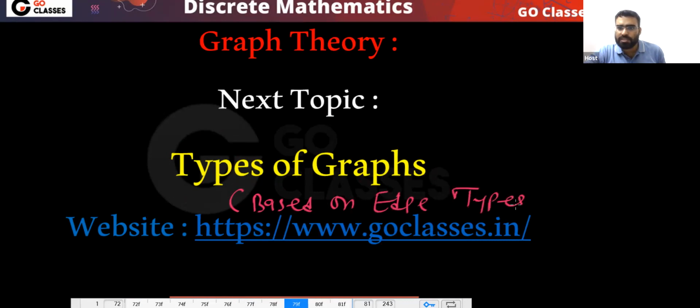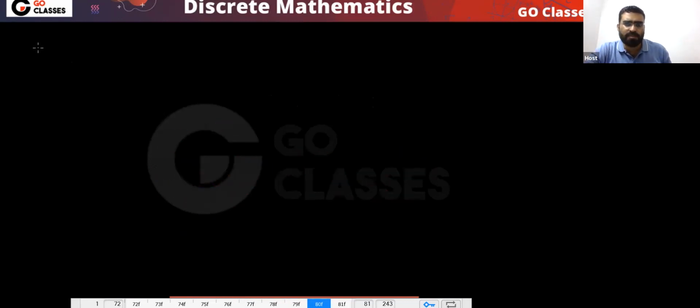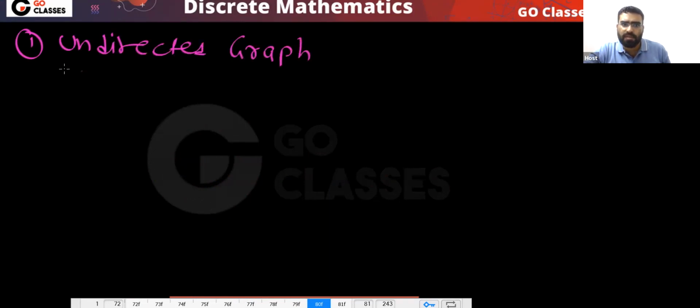Depending on what type of edges you have, you can classify the graphs. For example, you can have something called an undirected graph. Can anyone tell me what you think the definition of an undirected graph is? An undirected graph means all the edges are undirected.